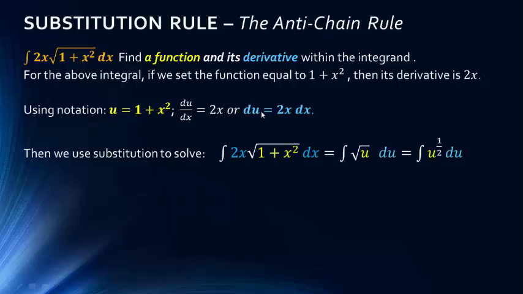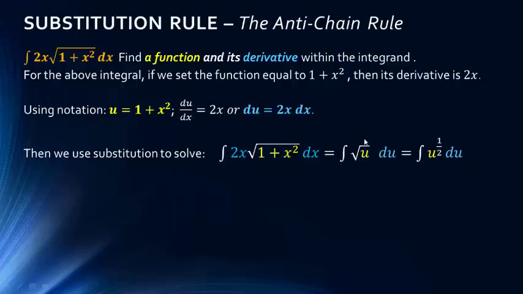Notice what I'm going to do here is I'm going to substitute in the parts. We already said that 1 plus x squared is u, so I'm going to put the u inside the square root. Notice I also have 2x dx, which we said is equal to du. So I plug that in, and notice I've taken care of all of the parts. 2x dx, that's du. 1 plus x squared is u.